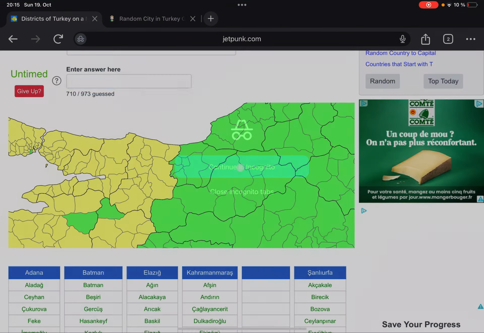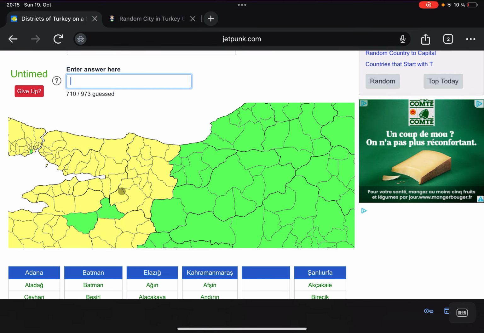Good that I get the warning here to quickly get my charger here.